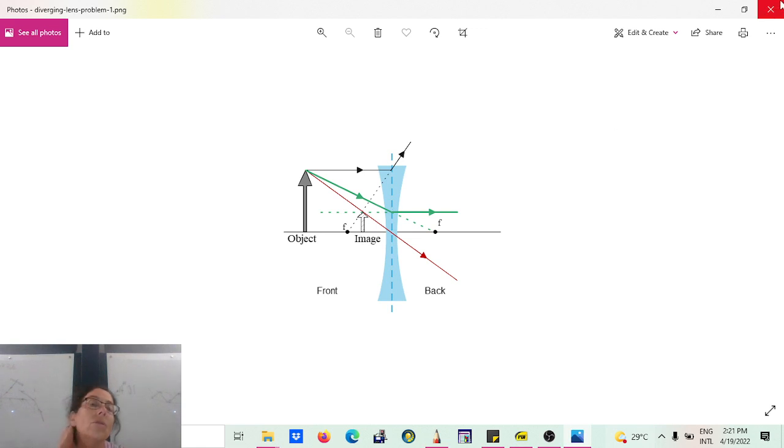Okay, so you can Google and find. So that will be my glasses. If you look at something through my glasses, it's going to be smaller.